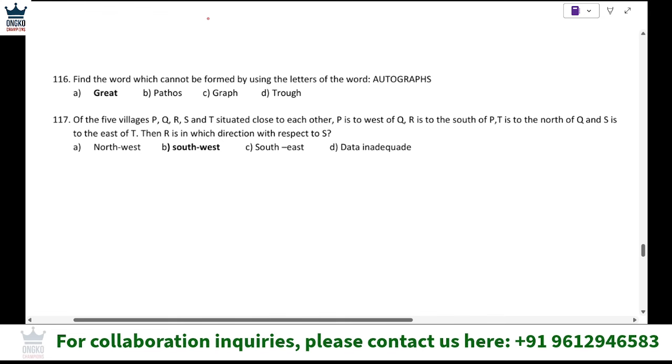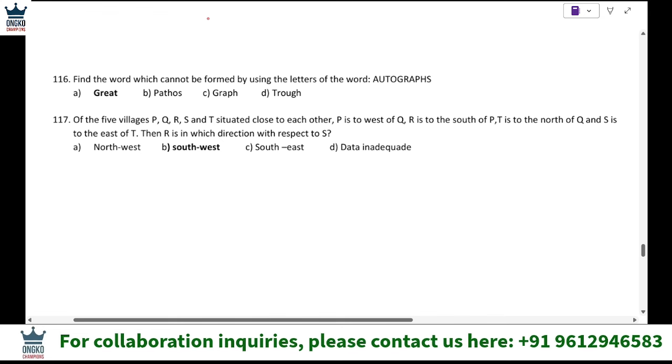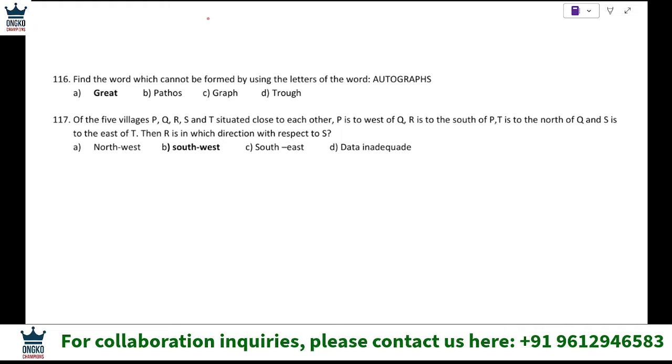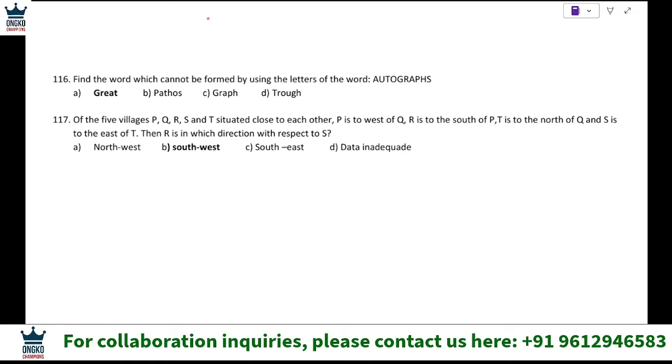Okay, 116. This is from symbols and notation. Right. Missing character or yeah, this is a familiar question type. So we often see this type of questions. Right.